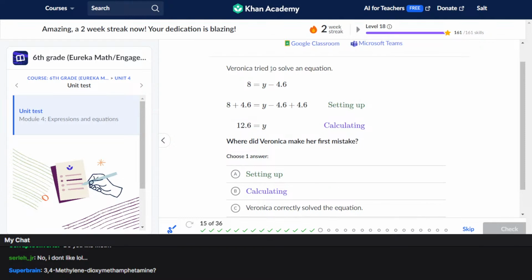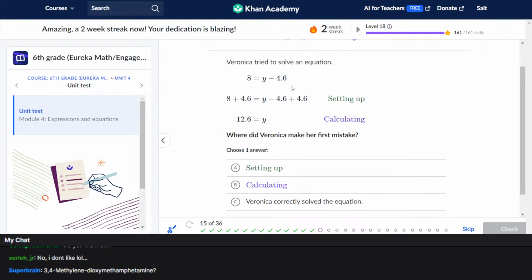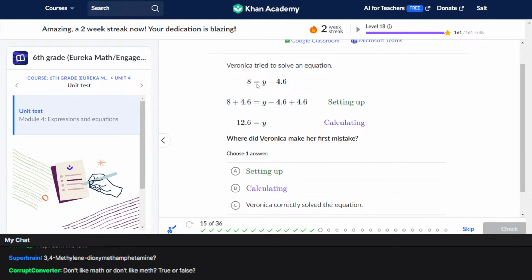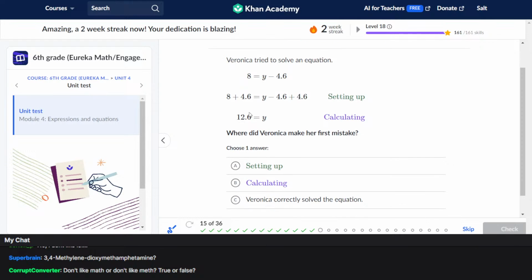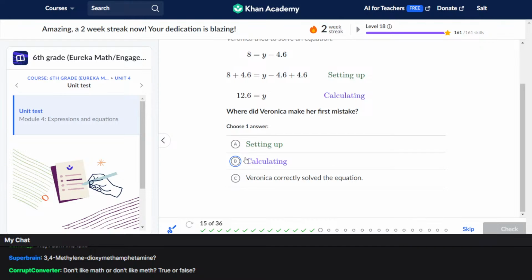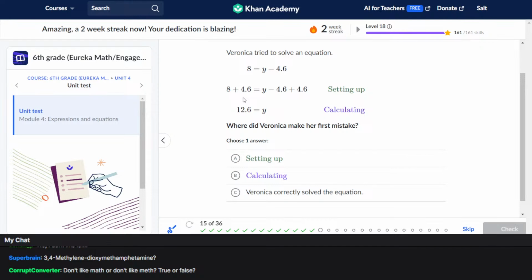Superbrain says 3,4 methylene dioxymethamphetamine. You're to solve an equation. 8 equals 1 minus 4.6. Corrupt Converter says don't like math or don't like meth. True or false? Oh, she made a mistake. Interesting. Okay.